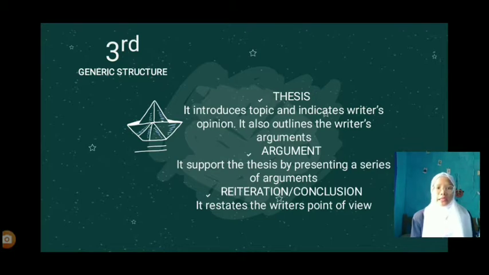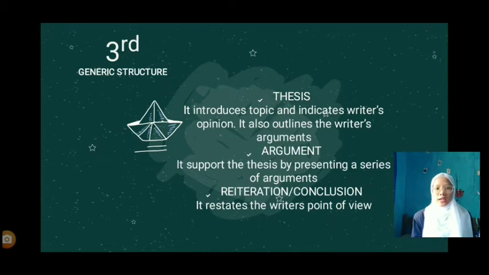And the last is the reiteration or conclusion. Of course, here the writers try to restate or link back to the writer's point of view by giving a conclusion. For example, therefore, based on the reasons above, about health, economy, and so on, therefore, we have to avoid or not consume cigarettes because of the reasons above. That's an example of reiteration or conclusion. So, have you got it?